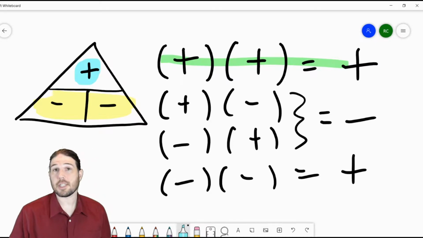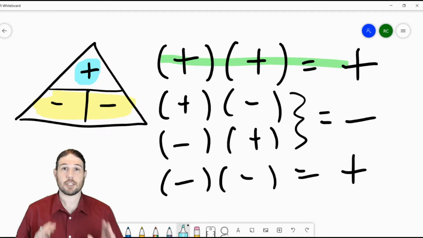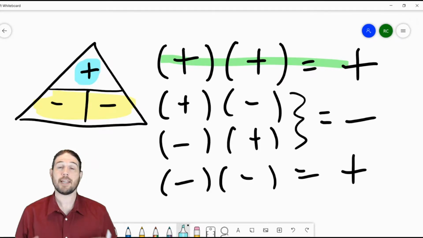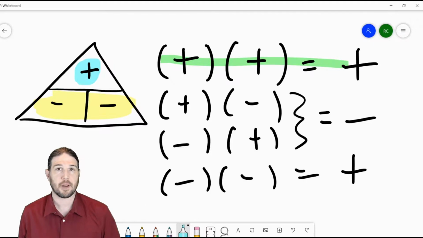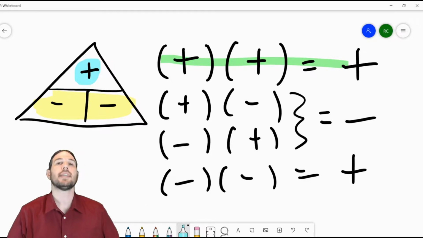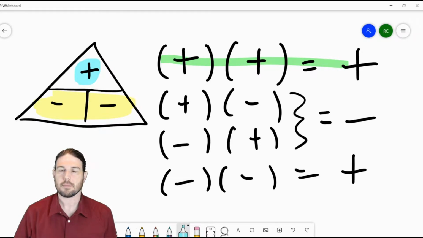I didn't use this particular model, but I really like it. I think it's handy, it's visual, and if you can remind yourself to write it down on the top of your exam whenever you're dealing with positive and negative numbers, it can be very helpful, at least until you get fluent enough to where you don't have to really think about it anymore.